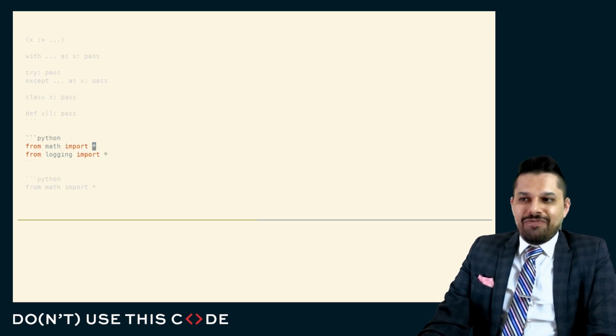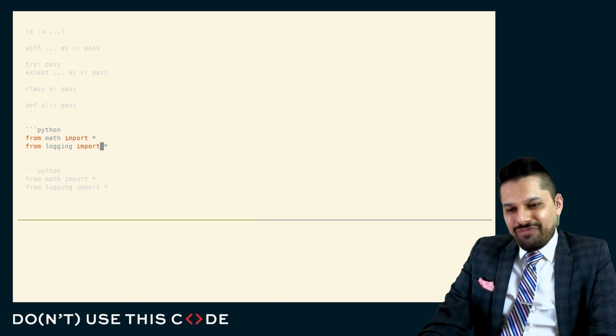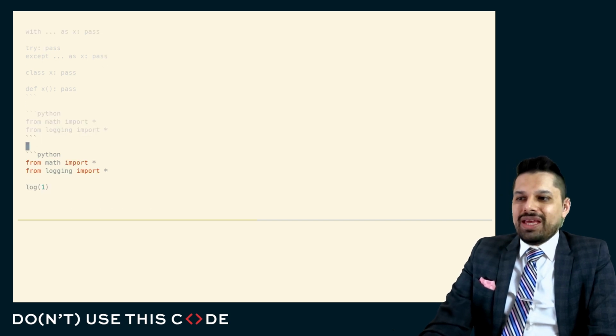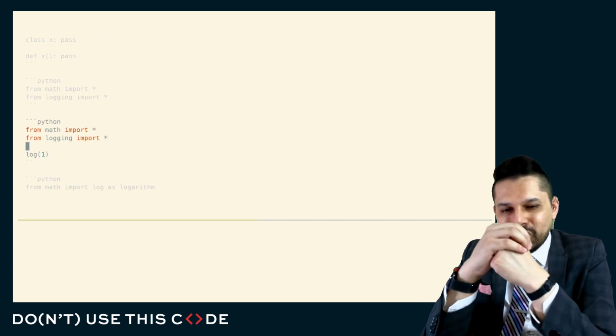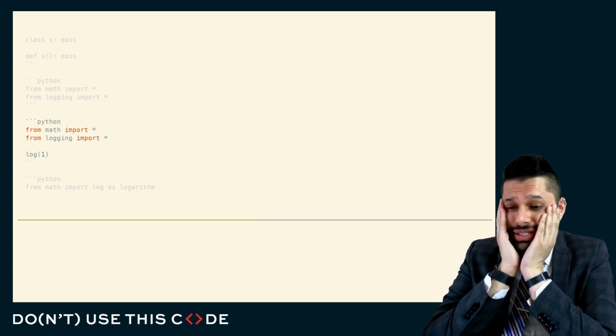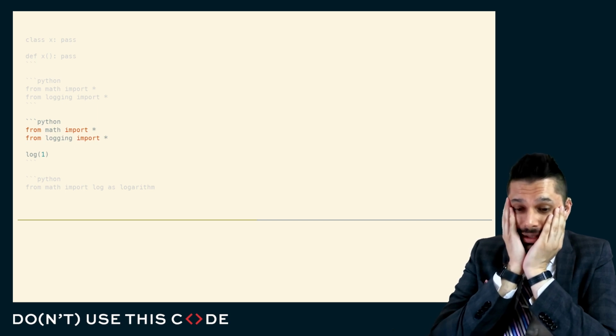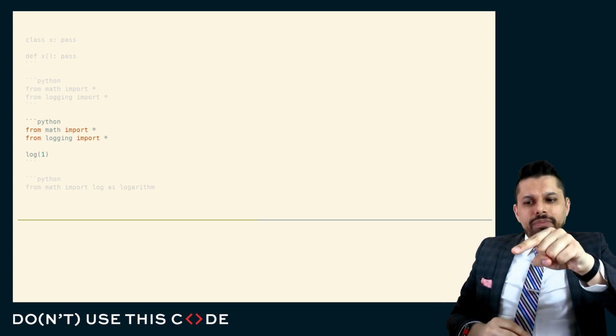What that means is, if you do an import star, well, how do you know which of these two modules this came from? If I say from math import star and from logging import star, and I do log of 1, is this math.log or logging.log? Because they don't do the same thing. This is why we generally guide people not to use import star, because you lose the ability to statically trace where something came from.